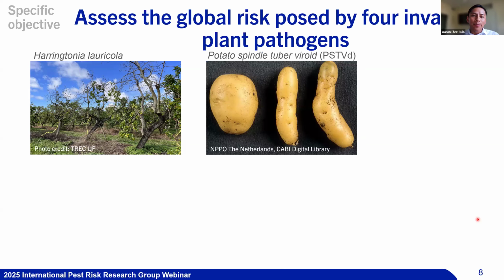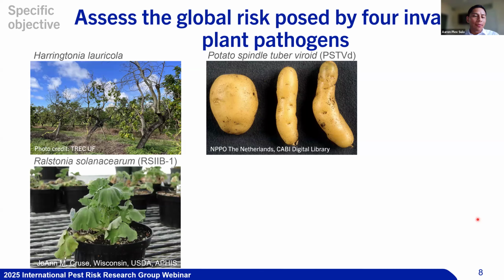The other one is potato spindle tuber viroid, which is associated with the disease in potatoes, such as seed degeneration, but it also can be moved through asymptomatically ornamental plant species. Ralstonia solanacearum is the causal agent of a bacterial blight of potato and tomato, but also can affect some ornamental plants. Today we're going to focus on Ralstonia solanacearum phylotype 2b, sequevar 1.